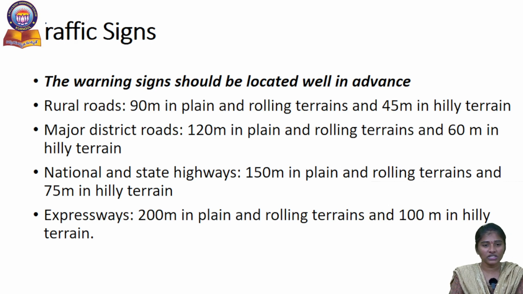When we consider major district roads, we need to provide the signboard 120 meters in advance in plain and rolling terrain, and 60 meters in advance in hilly terrain. For national highways and state highways, we need to provide signs 150 meters in advance in plain and rolling terrains and 75 meters in hilly terrain. When we consider expressways, we need to provide signboards 200 meters in advance in plain and rolling terrains and 100 meters in advance in hilly terrain.